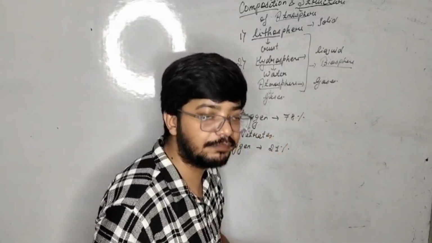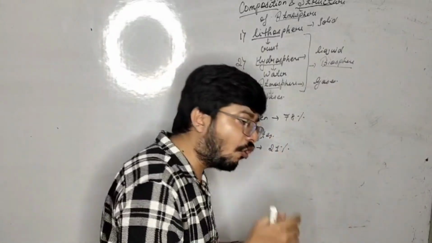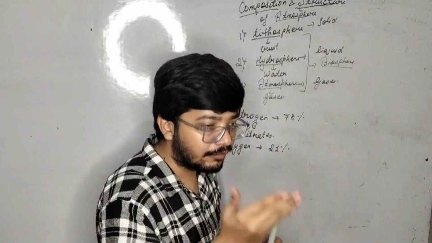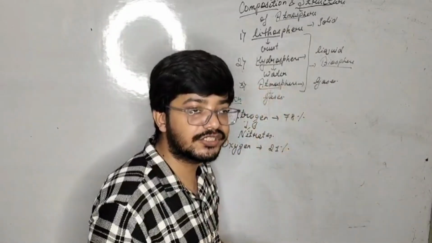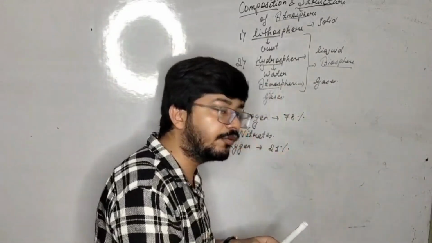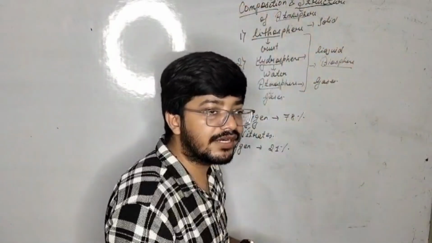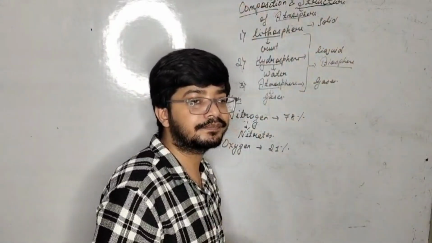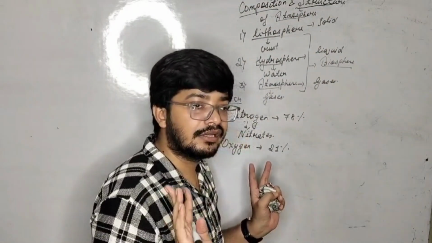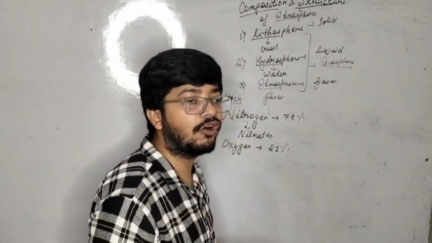Okay. And next is water vapor. Water vapor plays a very important role in precipitation. And how does water vapor become a part of the atmosphere? By the process of evaporation. When ocean water evaporates and goes up, it gets converted into water vapor. Now, these are the different components of the composition.